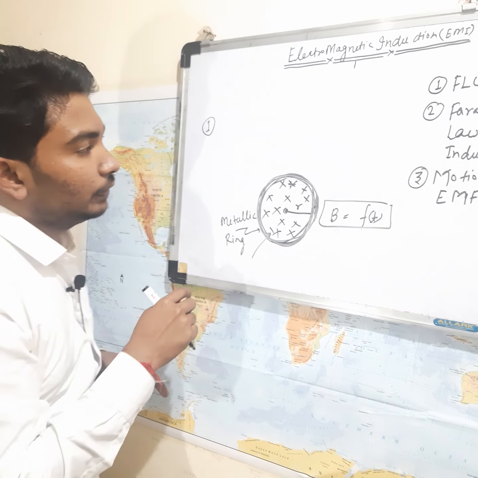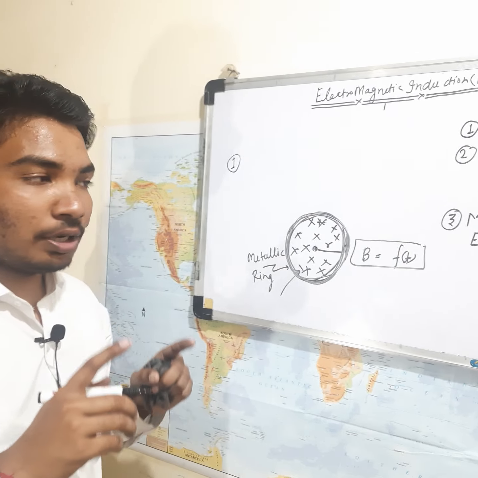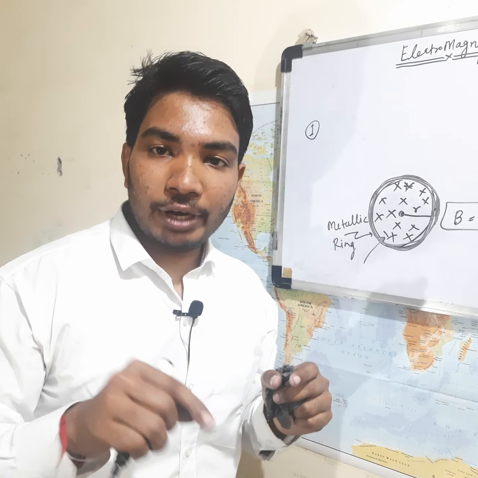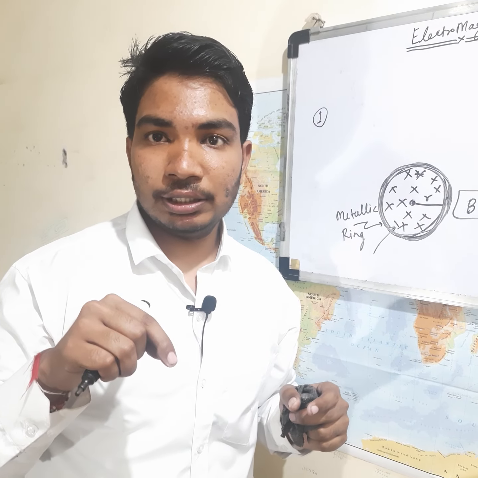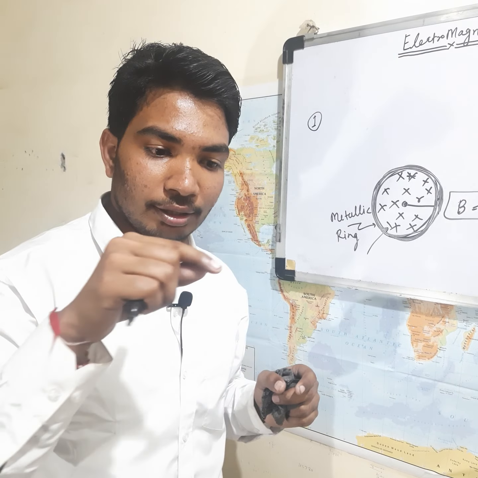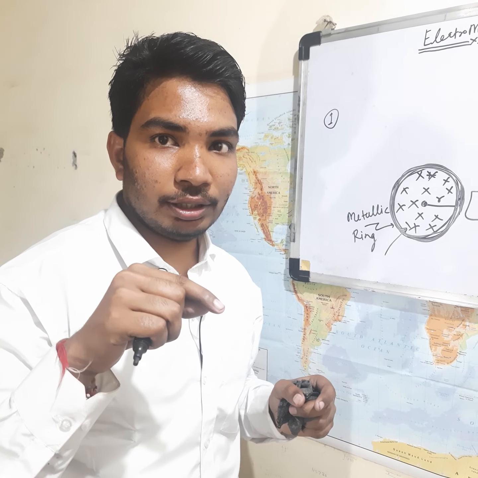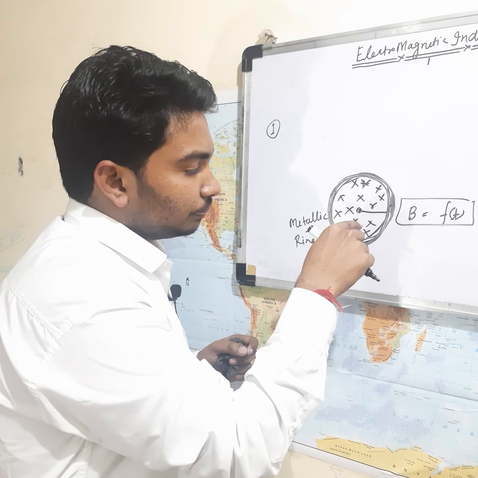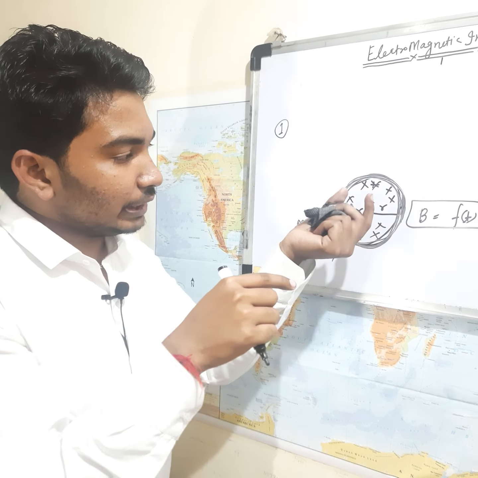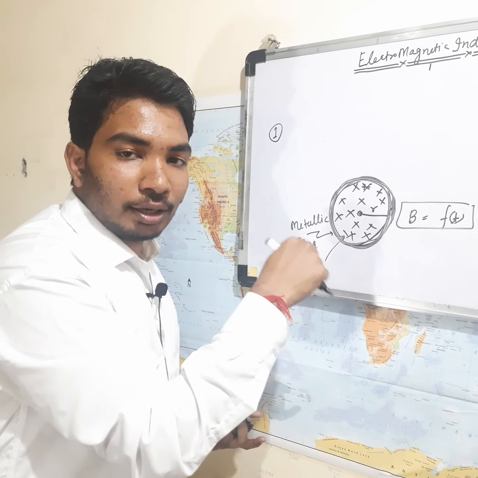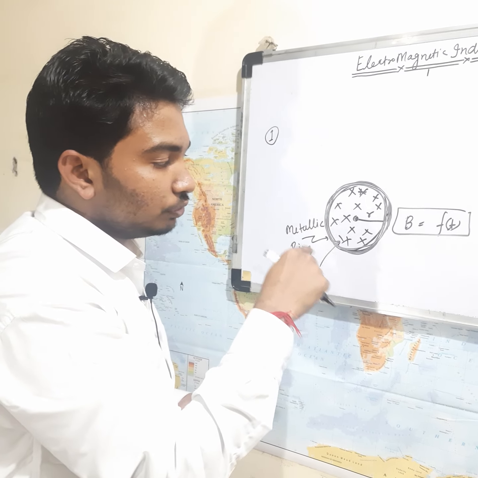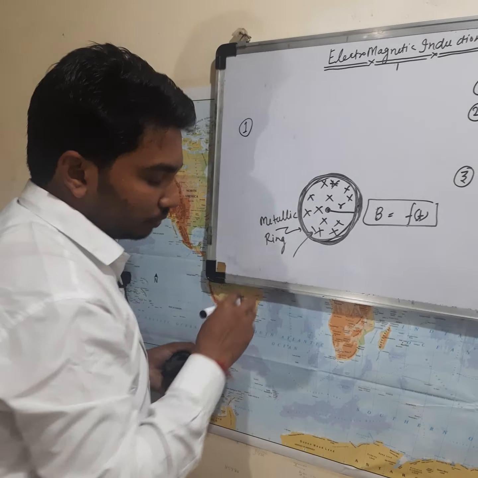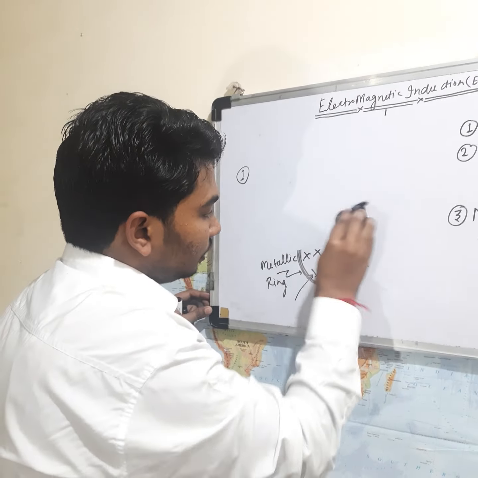So the first law of Faraday's law of induction is this: when the magnetic flux inside a ring varies, that varying flux creates an induced EMF, and that induced EMF creates the induced current. And now the second law of induction.